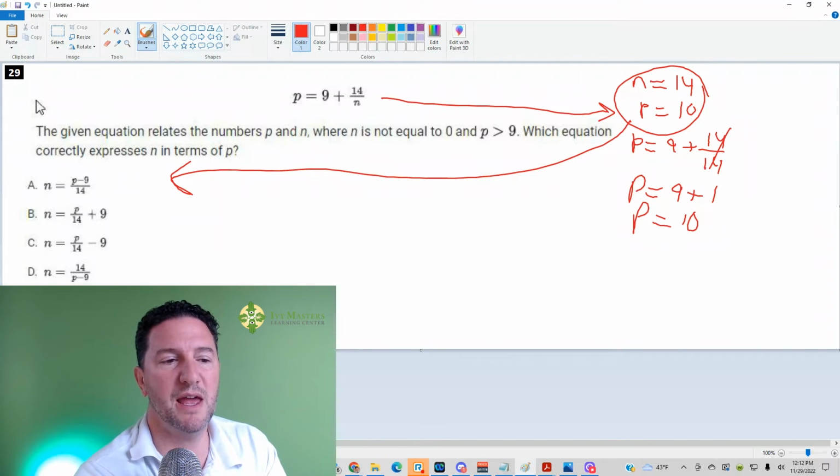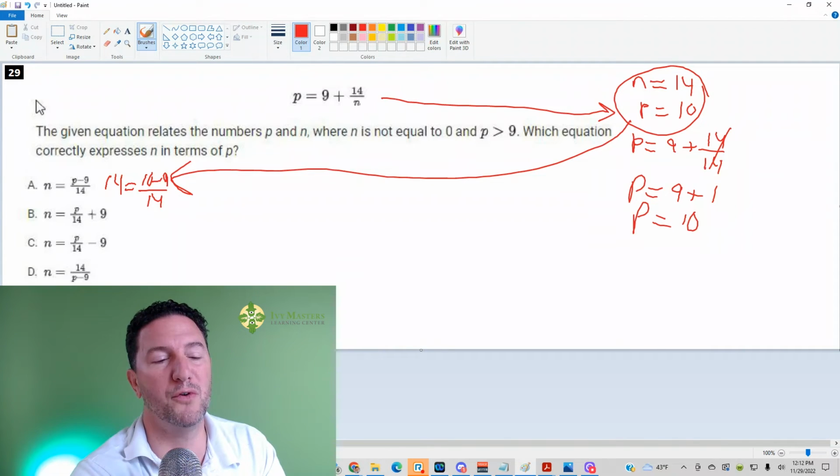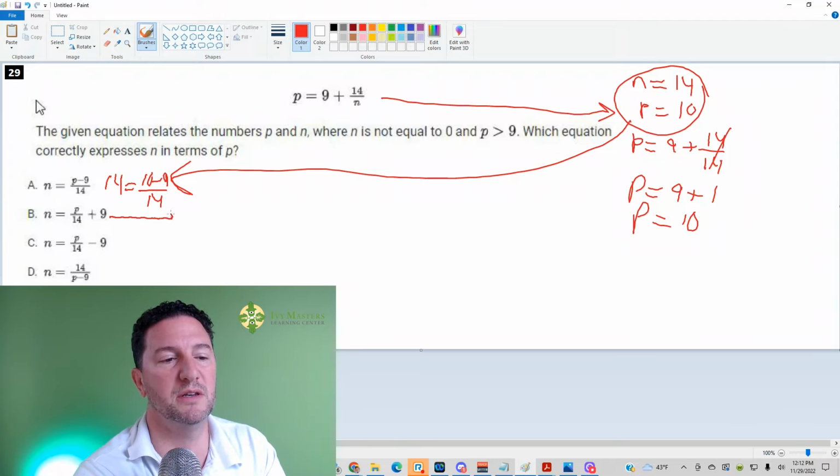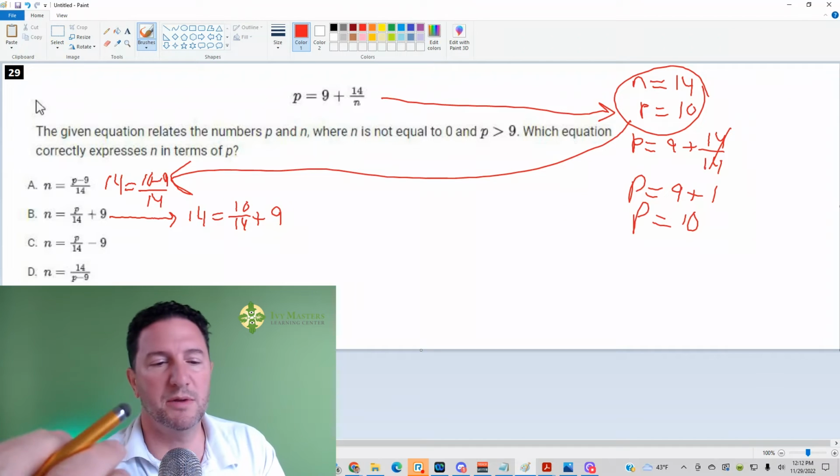In answer choice A, it would be 14 equals 10 minus 9 over 14. Well, 10 minus 9 over 14 is going to give you 1 over 14, and 1 over 14 does not equal 14. Let's test it out over here. N, which is 14, does that equal p, which is 10 over 14 plus 9? Well, 10 over 14 is going to be a little less than 1, so that's going to give you 9 point something. That's not going to be the correct answer either.